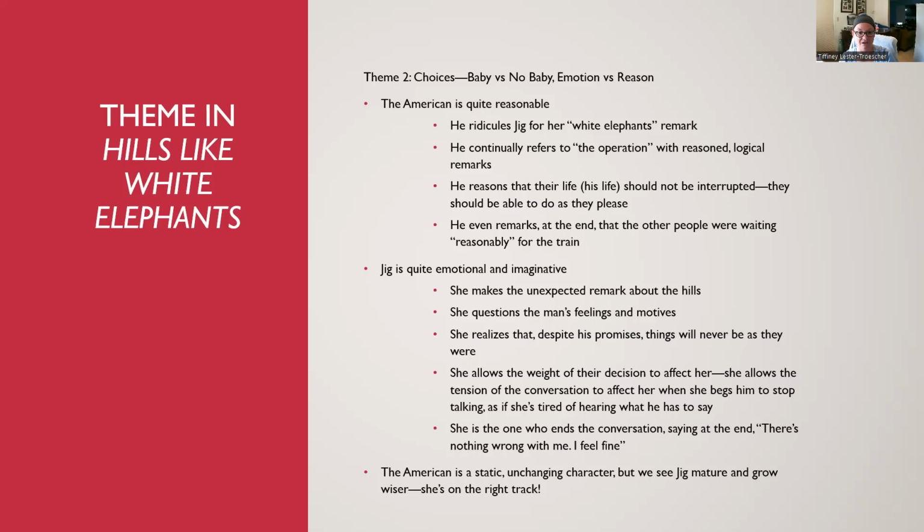She actually, although it's really easy to miss, Jig kind of grows and matures a little bit through the course of the conversation. You know, she seems to finally sort of get it, that no matter what he says, things will never be the same for her, one way or the other. So despite the fact that the American man seems to be more reasonable, it is our emotional, imaginative character that changes and grows.